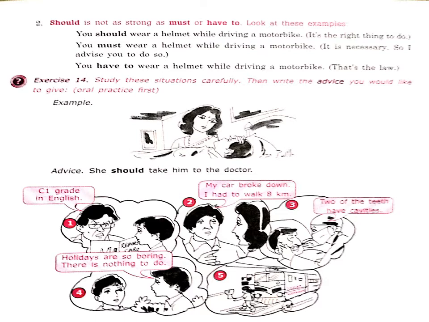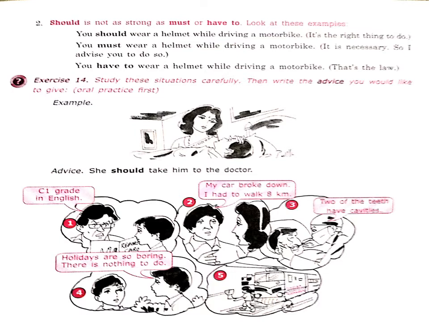You see the first picture in that. Based on that picture, advice is she should take him to the doctor. Yes, for the first, we are suggesting that she should take him to the doctor. Like this, based on these pictures, we are getting five cues. Based on this, we need to give suggestions.